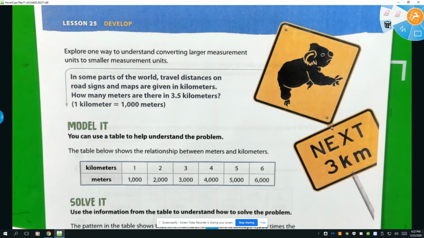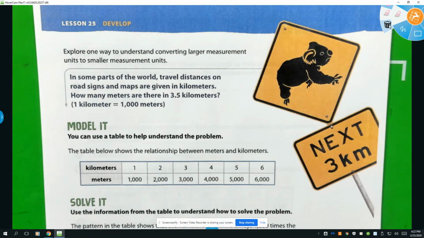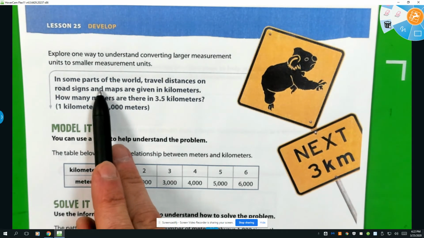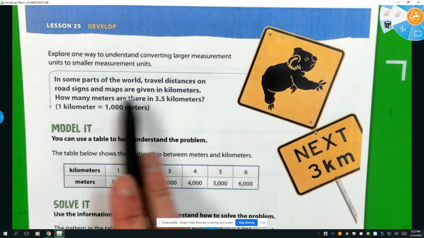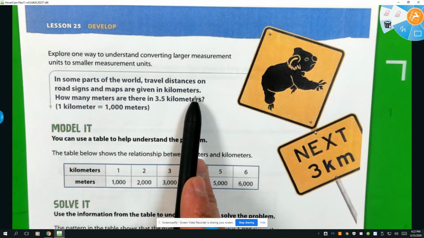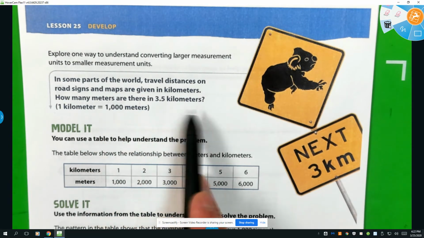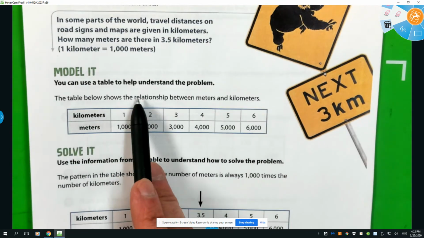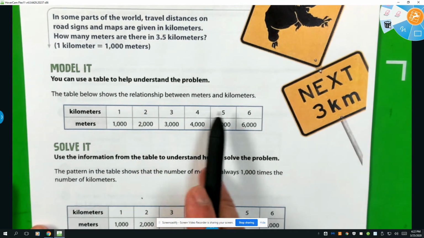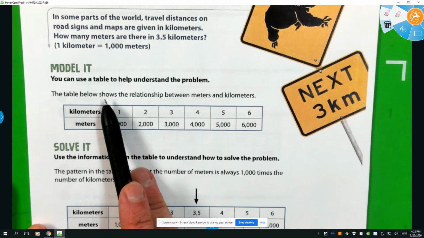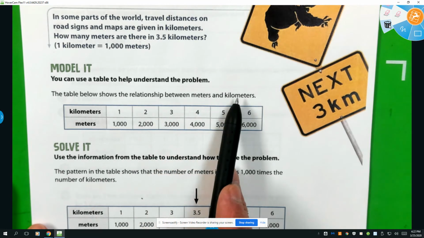So I'm just going to read and show you where the book was coming from, and it's very similar to what we were doing. They did horizontal tables, but I prefer vertical just to see it that way. So read it again. In some parts of the world, travel distances on road signs and maps are given in kilometers. How many meters are there in 3.5 kilometers? 1 kilometer equals 1,000 meters. So they said we could have used a table to understand the problem, which we do. We know we get candy if we do tables in this class because that's just how we are. We're cool that way. The table below shows the relationship between meters and kilometers.